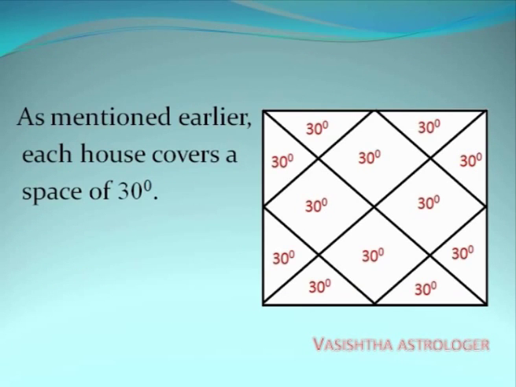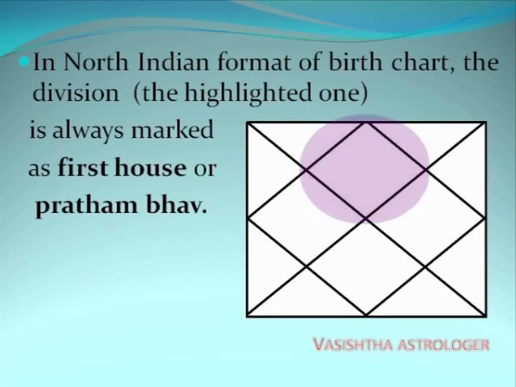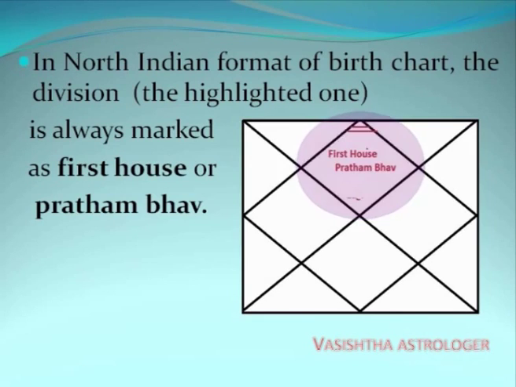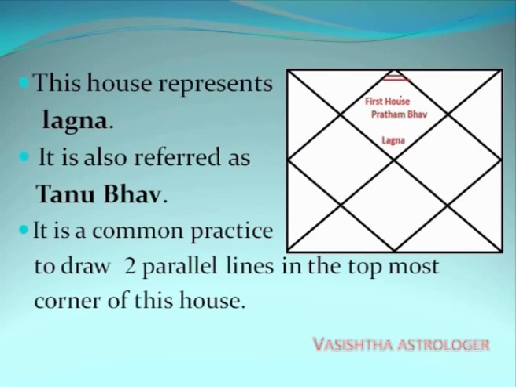As mentioned earlier, each house covers a space of 30 degrees. In North Indian format of birth chart, the division, the highlighted one, is always marked as first house or Pratham Bhav. We already know that first house also represents Lagna or ascendant. It is also referred as Tanu Bhav.